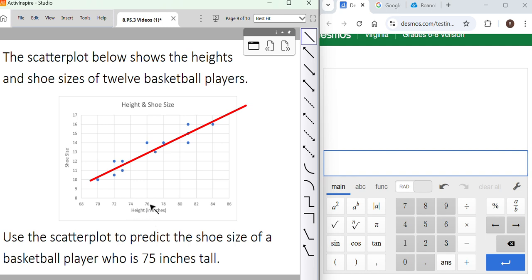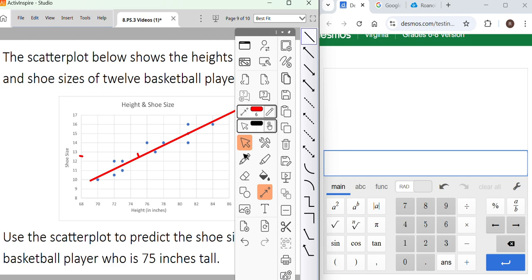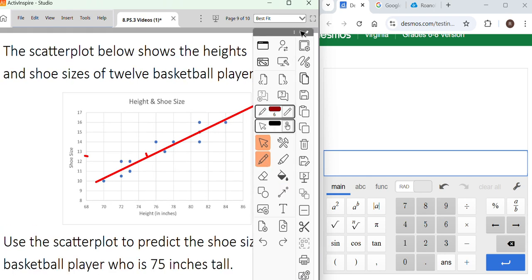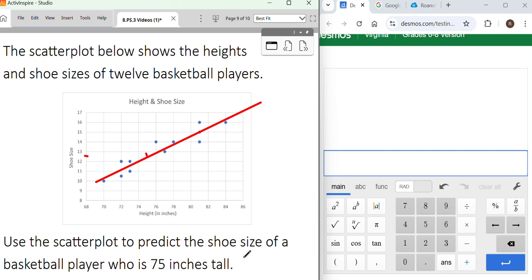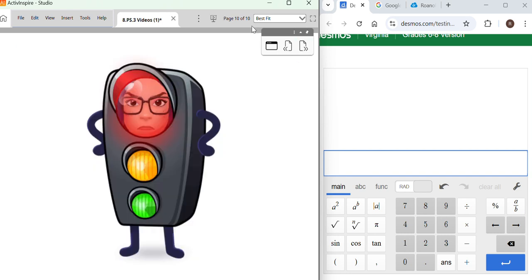Well, here's 74 and there's 76. So that means 75 is right in the middle here. Right there. Okay? So if I follow this over here, that's right in the middle between 12 and 13. So my prediction would be that somebody who is 75 inches tall is going to wear a 12 and a half size shoe. Okay? Remember, that's a trend line, so we're just making a prediction. And that's all for that one.